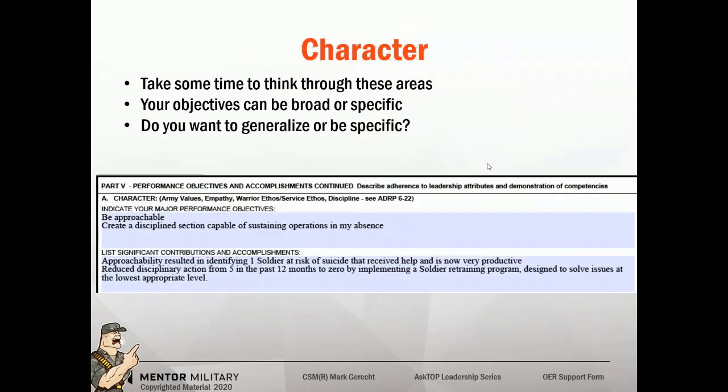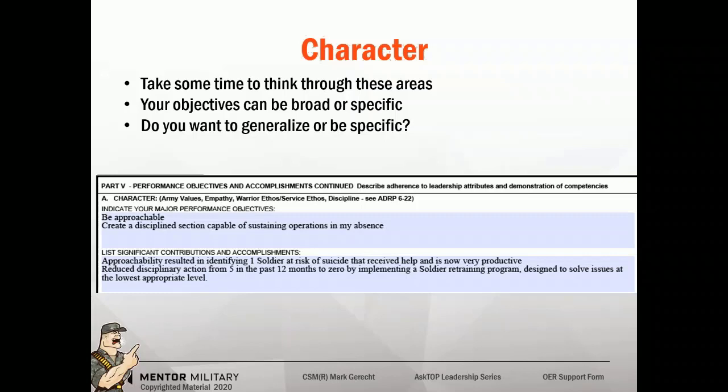The next area we're going to discuss is character. I want you to take some time and think through the areas on the back of the support form, because these are broad areas that you need to go out and do some research on. Your objectives can be broad or specific. Basically, do you want to generalize or be specific? As I said earlier, you need to underpromise and overdeliver. Don't claim to do everything extremely well or that you're going to just smoke things. Be realistic, and if you exceed that goal, you've achieved something.